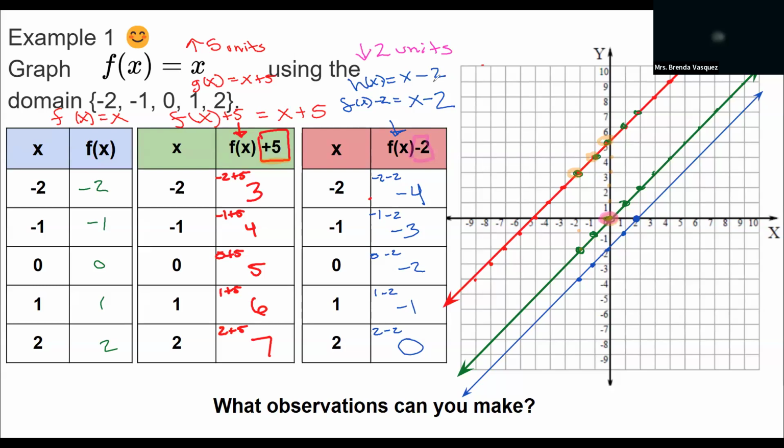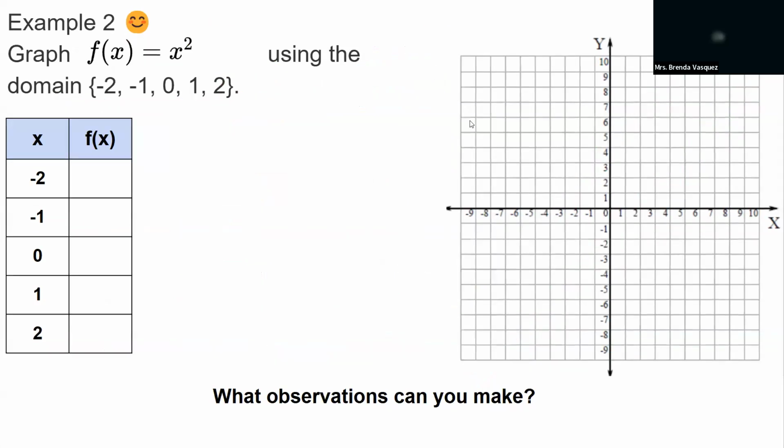Let's go ahead and make a prediction. What do you think happened if I added 100 to my beautiful function? What would happen? It would go 100 units up. If I were to subtract 100 values, it would go 100 units down. So let's go ahead and see if it's true for the next one. One more, and then I'll give you guys your beautiful practice. Go ahead and try this one.